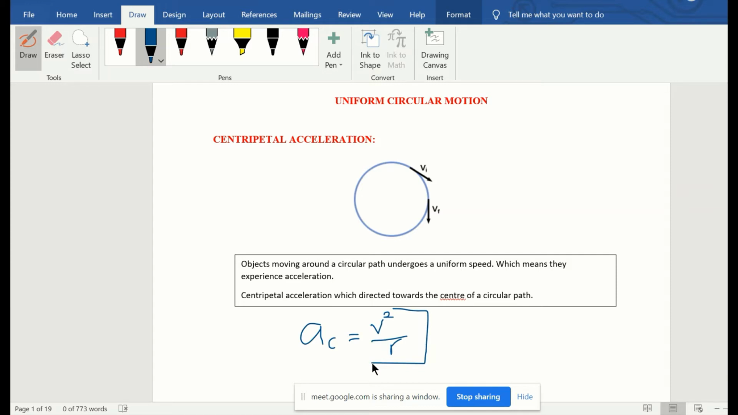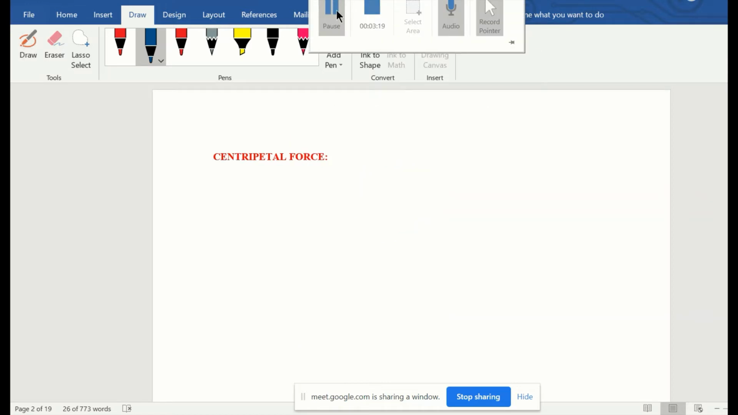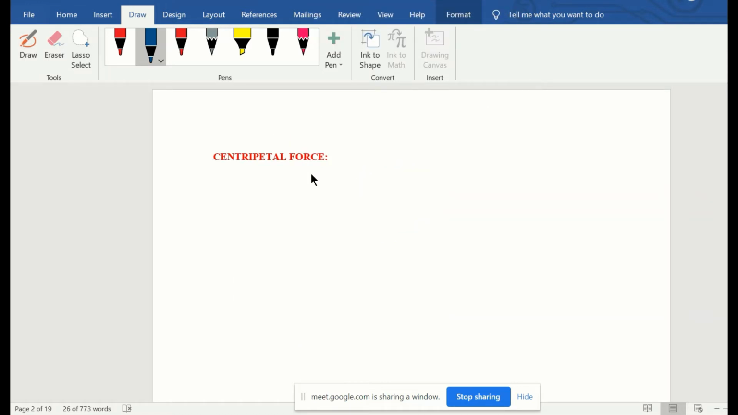So when we say centripetal, it means that the object is directed towards the center. Centri means center. So the acceleration is always directed towards the center of the circular path. Okay, so let's look at centripetal force.